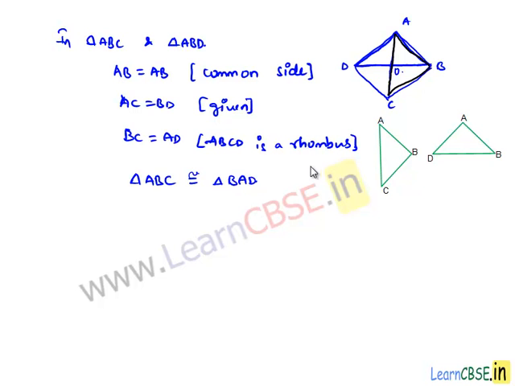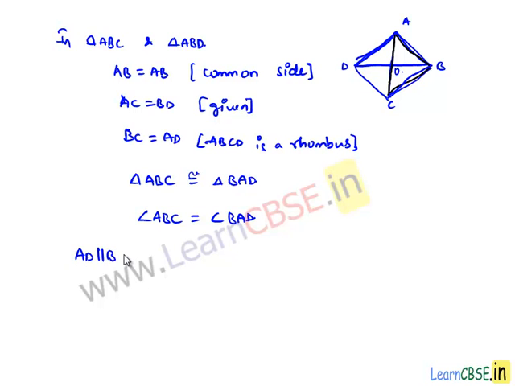Therefore we can say angle ABC is equal to angle BAD, the corresponding angles, and we know that AD will be parallel to BC as a rhombus is a parallelogram in which all the sides are equal. Now by considering that AD is parallel to BC and AB as transversal, we know that the sum of angles lying on the same side of the transversal interiorly is equal to 180 degrees.